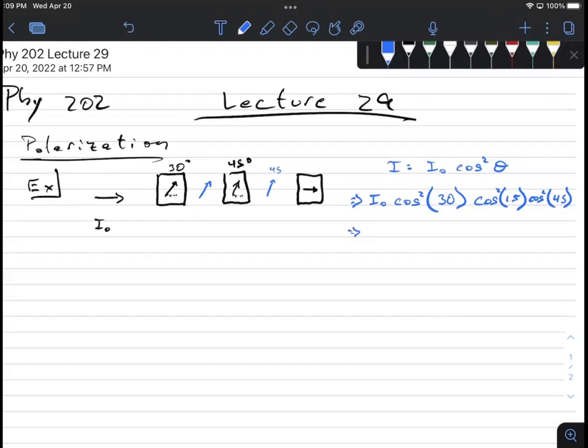Now, before I do, are there any questions about these numbers? How I got these angles or anything like that?